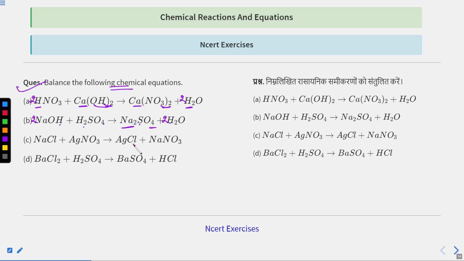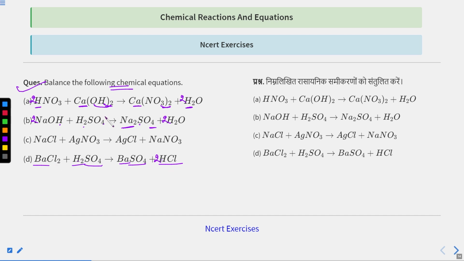NaCl plus AgNO3 gives AgCl plus NaNO3, this is already balanced. This unbalanced chemical equation is already balanced. BaCl2 plus H2SO4 gives BaSO4 plus HCl. So you can see SO4, SO4, Ba, H2, HCl. So you can put 2 here. Now you can see H2, 2H, Cl2, 2Cl. So this is also balanced.